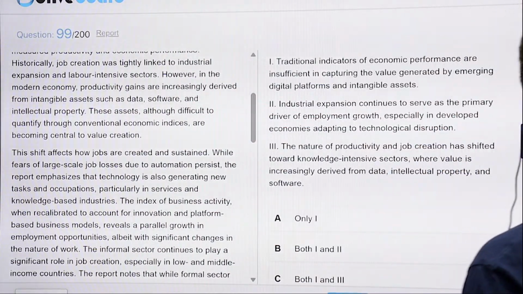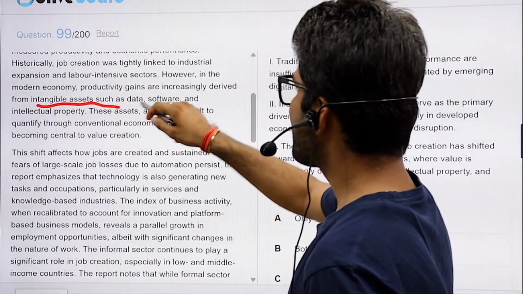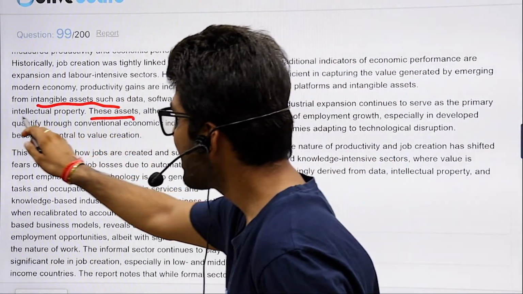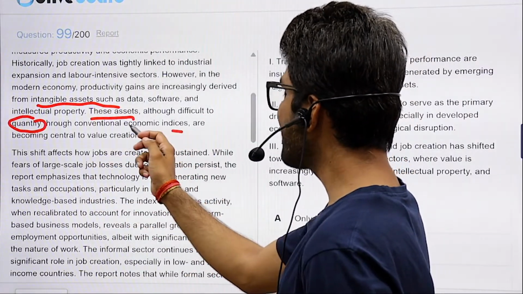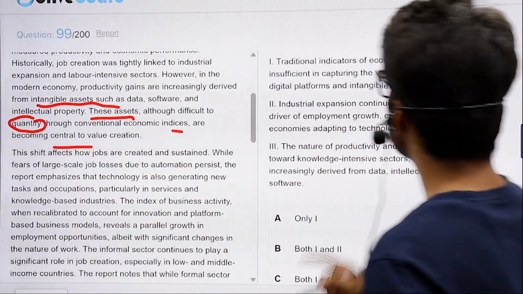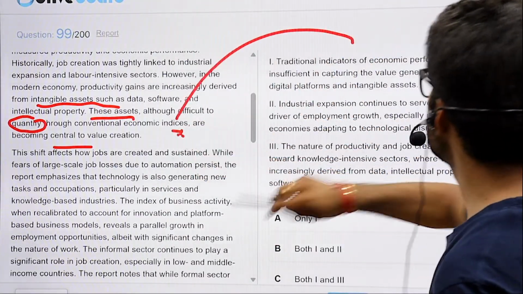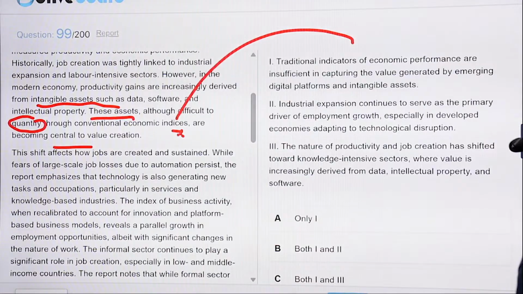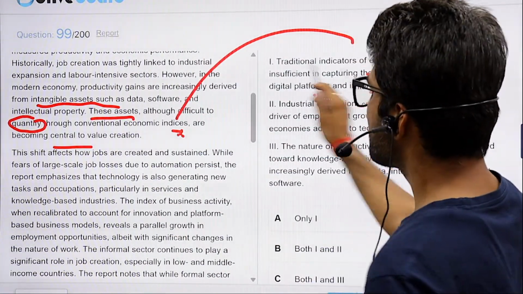Exactly here. You are talking about those intangible assets here, data, software. These assets, although difficult to quantify through conventional economic indexes, are becoming central. So traditional indicators of economic performance are insufficient in capturing the value generated by digital platforms and intangible assets. Yep.